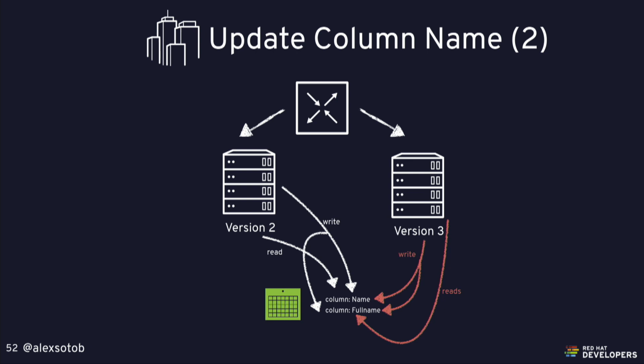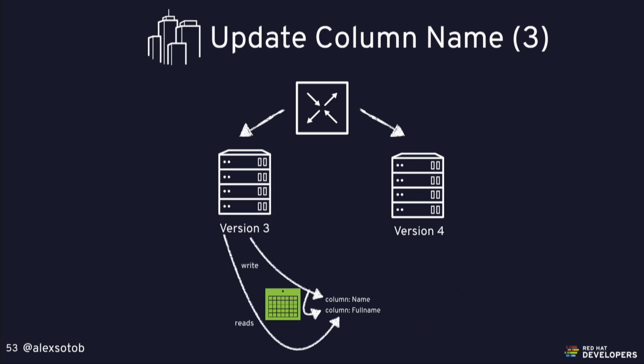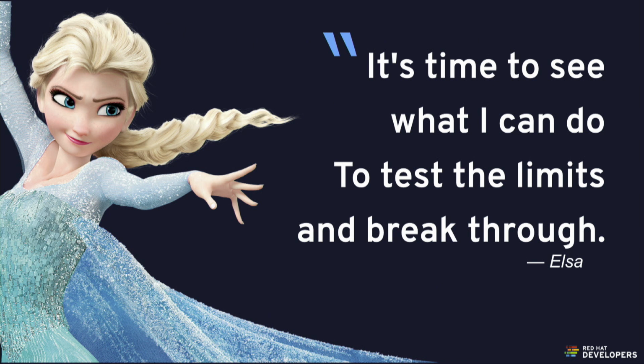Finally, if everything works, then I will have v3, which just writes to both and reads from the new name. Then v4 just needs to read and write from the new column name. Again, if in v4 you have added any regression, you can switch back to v3, because since the reads happen from full name and everyone is writing to full name, you are not going to lose anything. So let's see an example of this.